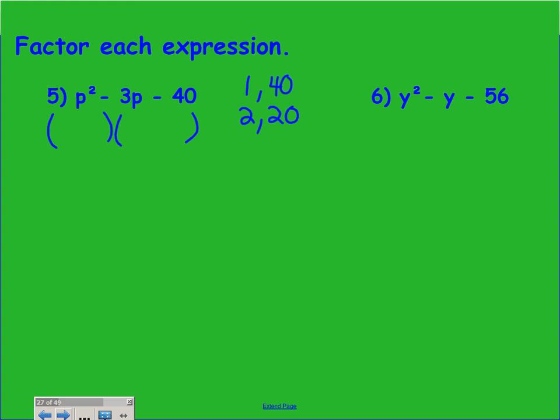What else? 4 and 10. 5, I'm just thinking in my head, 5 and 8, 6, 7, 9. Nope, now I've got to 10, so now I've completed all of my pairs. So I've got four pairs of factors to get to a negative 40. So here's what I know. P squared, well, that's going to be P and P. You probably already filled that in.